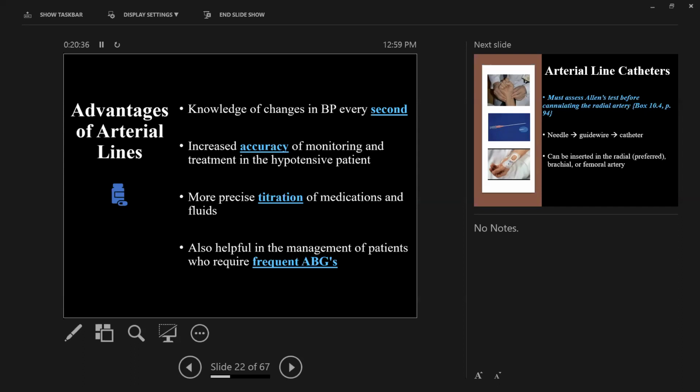It's also helpful in management of patients who require frequent ABGs. If we have to keep sticking them in the artery, the potential to harm the patient increases the more that we poke them in the artery. So if we have a line in that we can draw from, then we don't have to poke them every time for blood gases. And when I tell you I get frequent blood gases, I've gotten them as much as every half hour, depending on how acutely ill that patient is. Sometimes it's once a day, sometimes it's twice a day. It just depends on what the physician wants and what's going on with the patient.